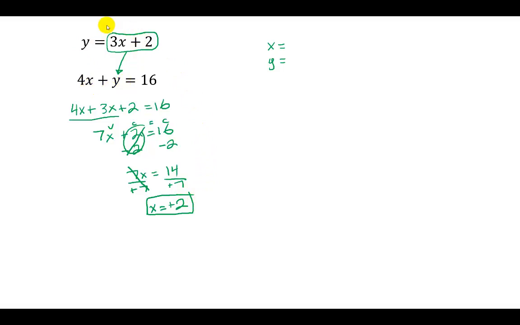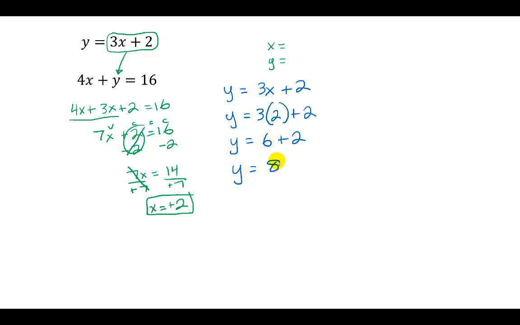Now that I know what x is, I need to figure out what y is. We're going to go back to one of our original equations, and we can use either one. I'm going to use the first one. So y equals 3x plus 2. Now that I need to solve for y, I need to get rid of x. Well, I know x is 2, so I'm going to rewrite with 3 times x becoming 3 times 2 plus 2. So y equals 3 times 2 is 6. 6 plus 2 is y, so that means y is 8.